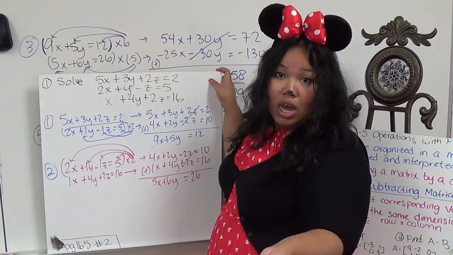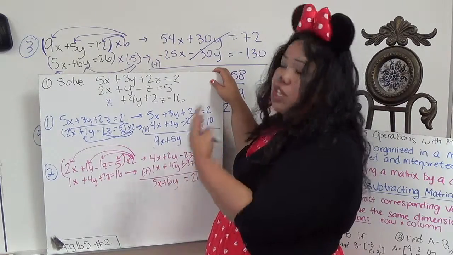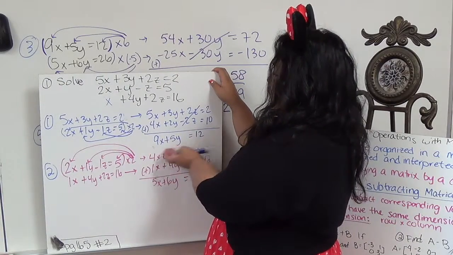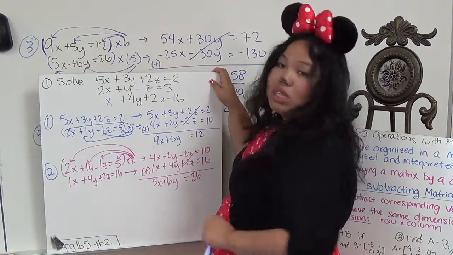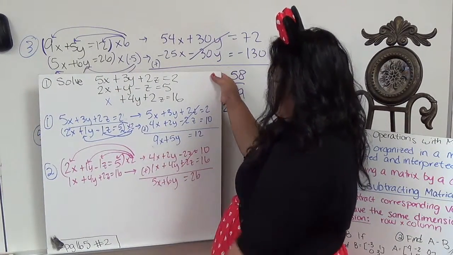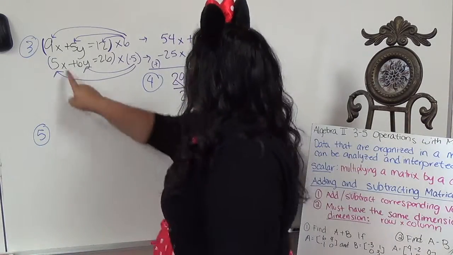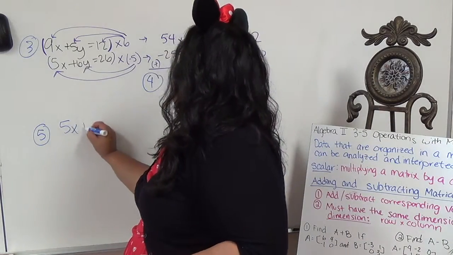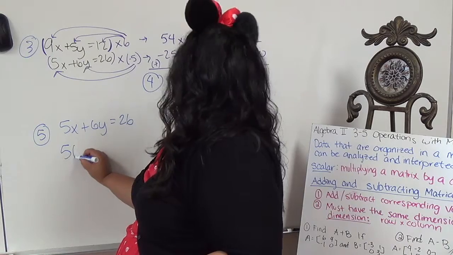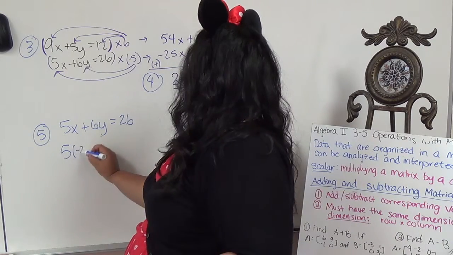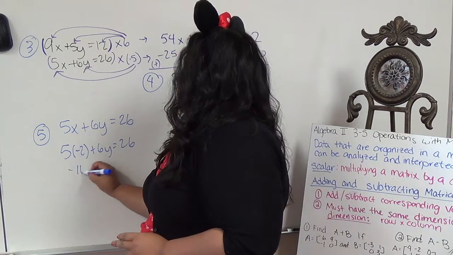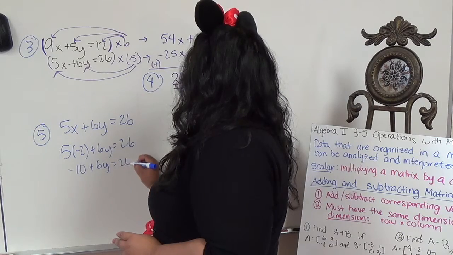Which one does, because I didn't change the value of these equations, I just rearranged them and manipulated them so they're still balanced, the same balance as this, so I can use them as a stepping stone to my original. So I'm going to choose, it doesn't matter which one, I'm going to choose this one, 5x plus 6y equals 26, and I'm going to plug in x. So 5 times -2 plus 6y equals 26. This gives me -10 plus 6y equals 26.